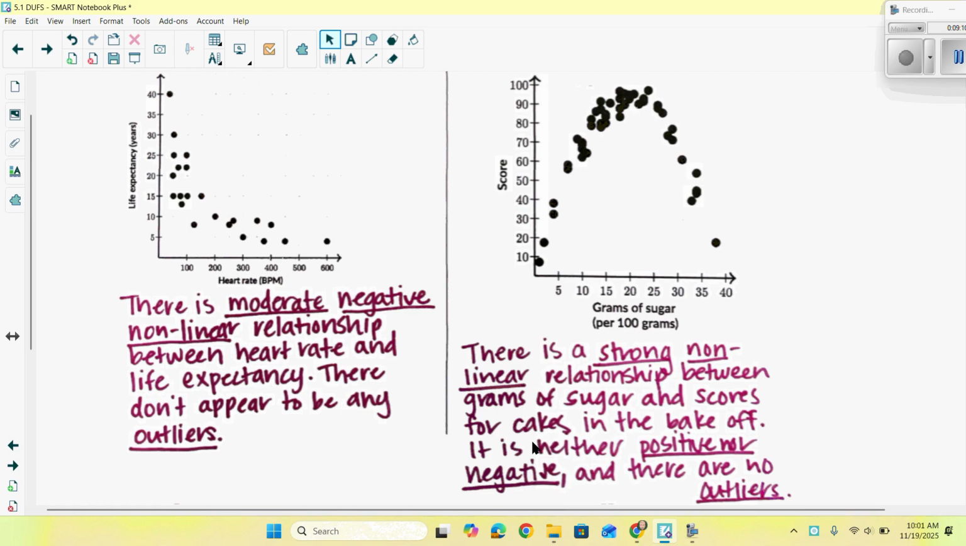Between the grams of sugar and the scores for cakes and the bake-off, it is neither positive nor negative because this form doesn't have a slope. And there's really nothing unusual about it other than a form that we are not familiar with. That'd be the only thing unusual. But when you learn about what equation gets us a form like this, it'll make some sense.